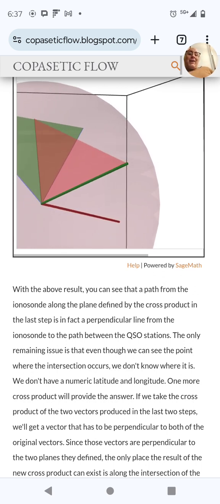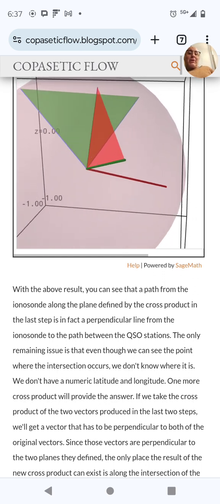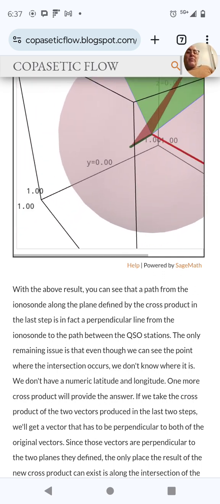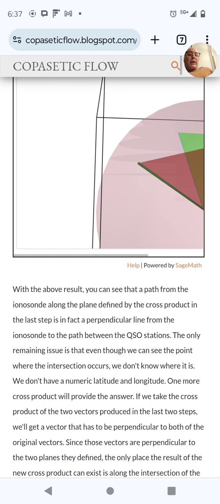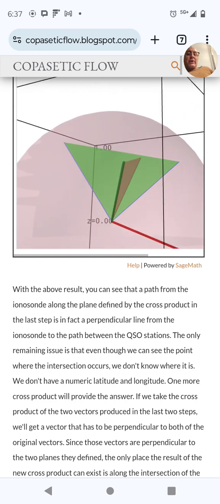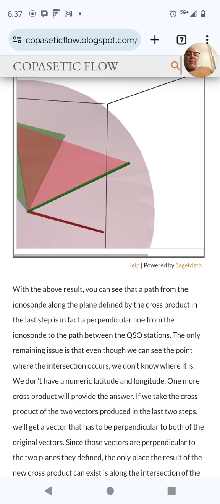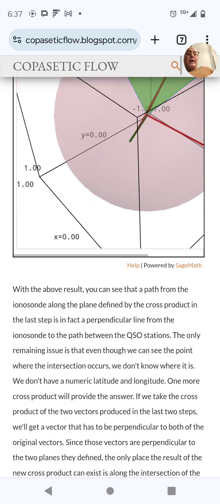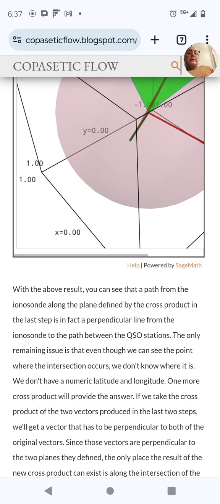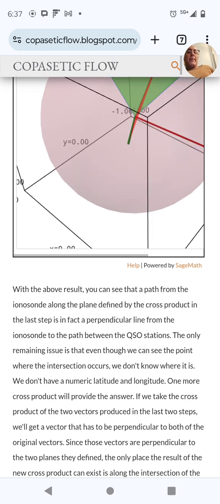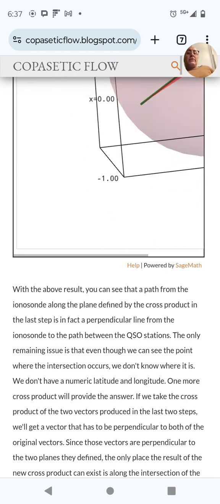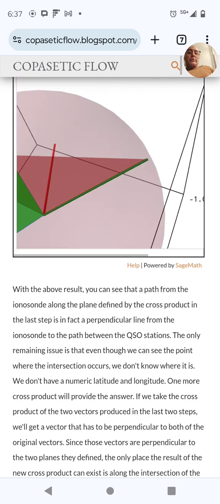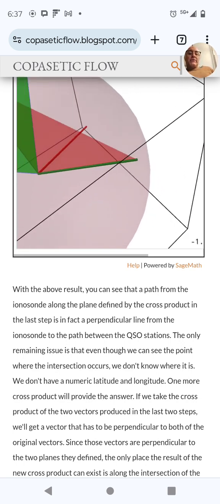Well, that means that the result only has one direction it can go. It can't be in that plane, the original QSO station plane. It definitely can't be in the ionosonde to the green vector plane. And so that only leaves us one real choice, because it's got to be perpendicular to both those vectors.